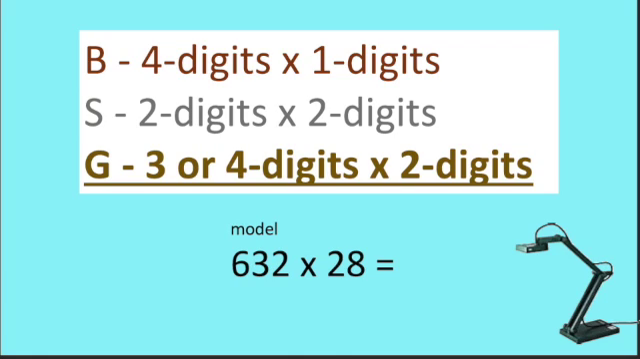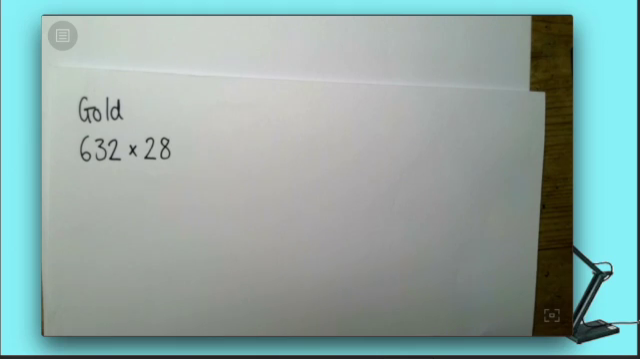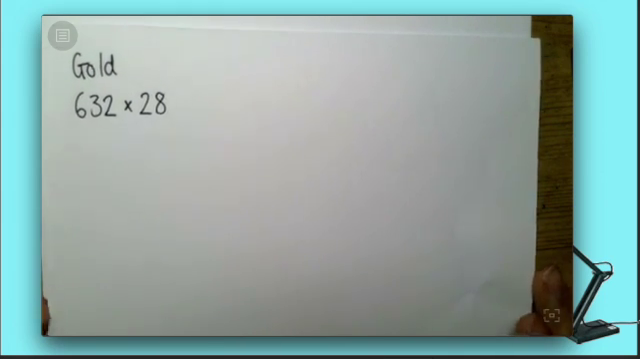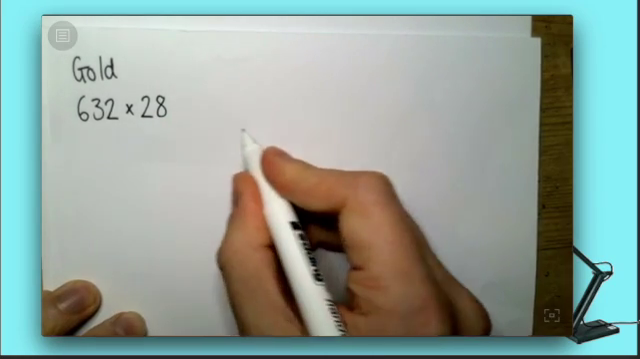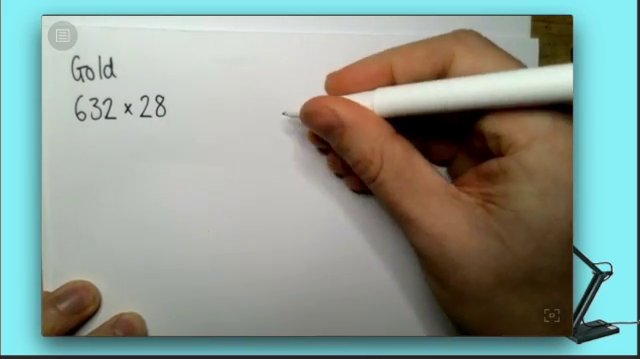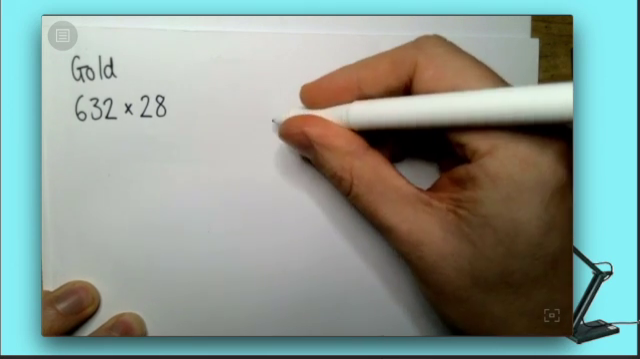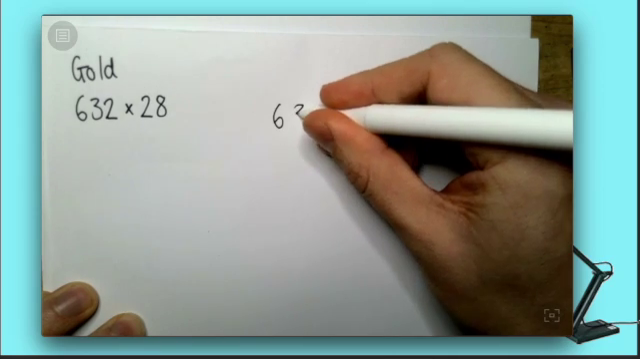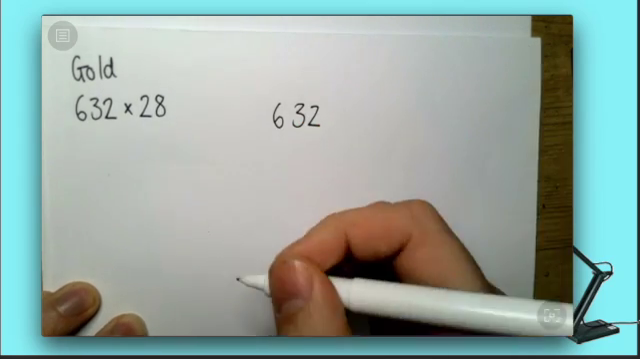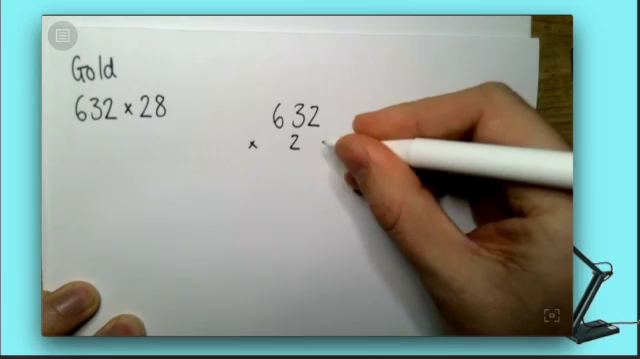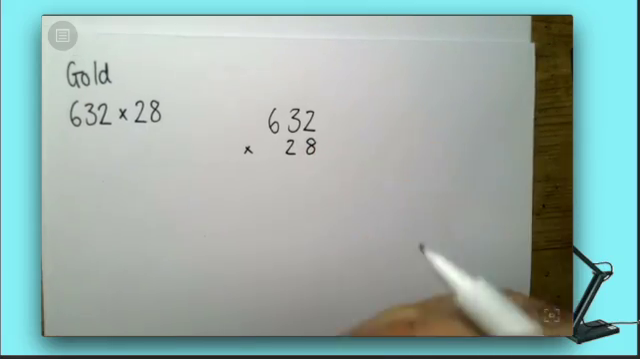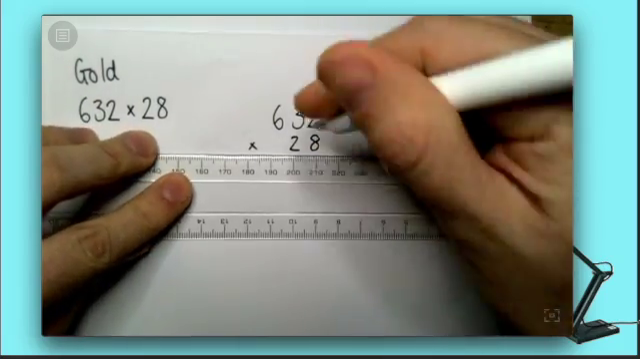So, gold today. You're doing 3 or 4 digits times 2 digits, and it works the same way as our silver answers and questions. So let me just write this one out. This time I need to put my largest number on top. I need to put my 3 digits on top because it's going to be really tricky to put my 3 digits on. So 632 times 28. How many lines do I need? That's right, I need 4.